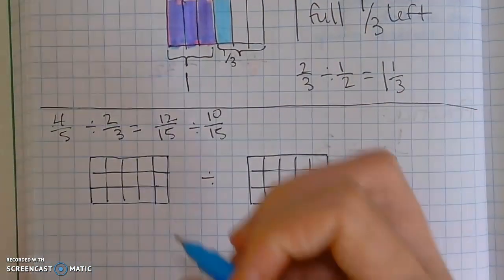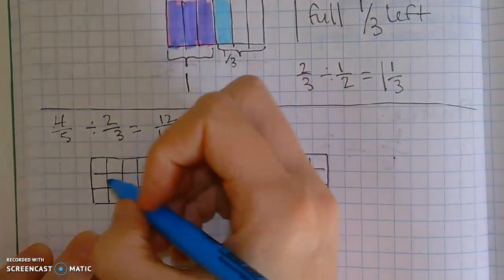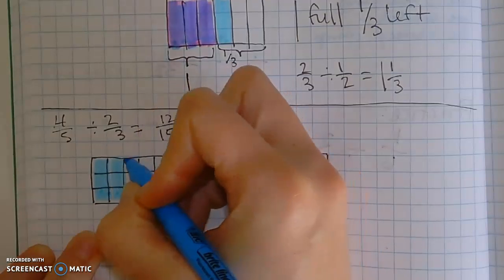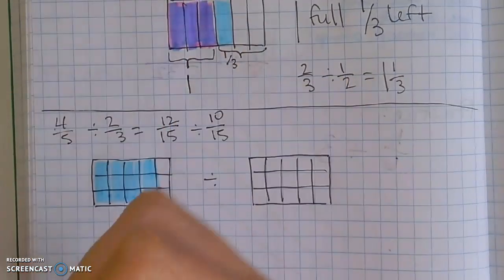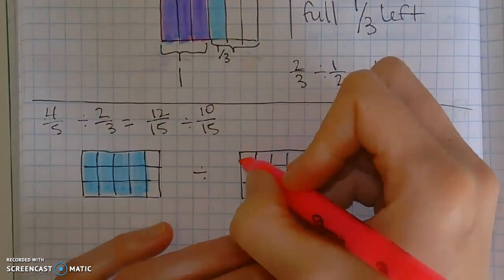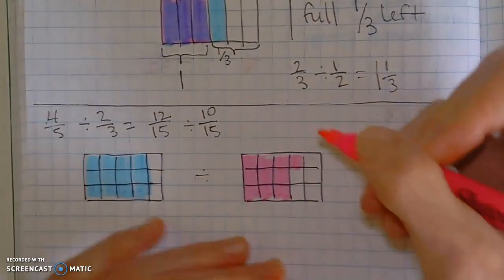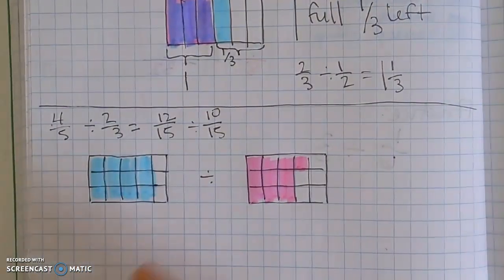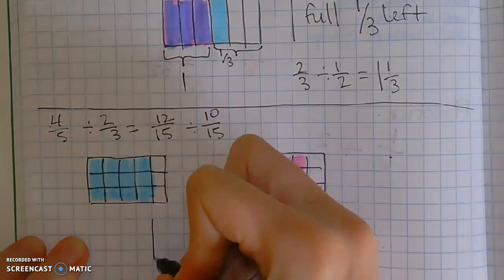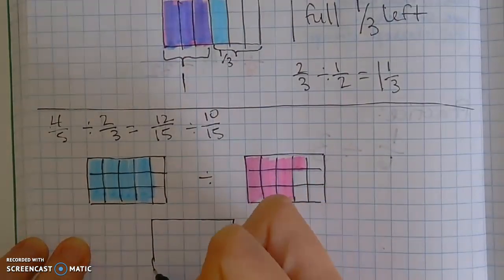Okay, so I'm going to have my 12. So I'm going to do 3, 6, 9, 12. And over here, I'm going to do 10. So I'm going to do 3, 6, 9, 10. Okay, so now I want to smush those 2 together to see how many's left. And so I'm going to do my 3 by 5 down here.